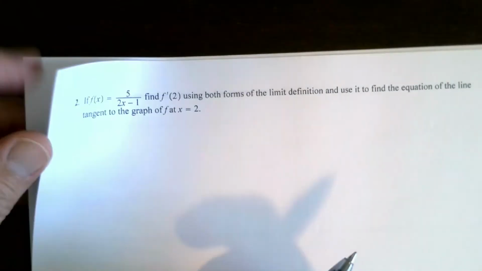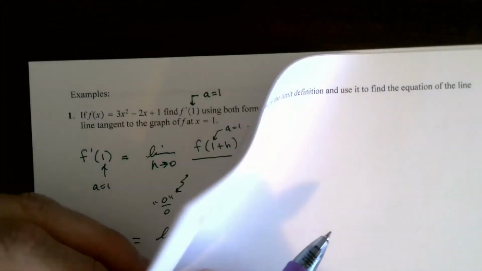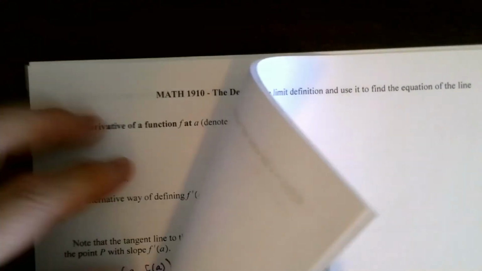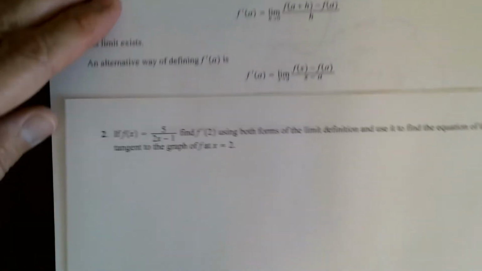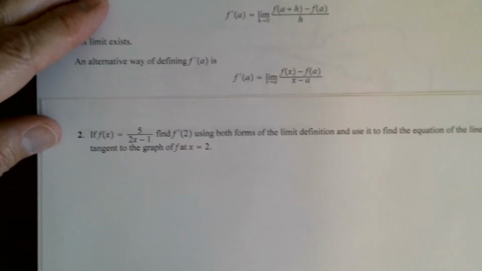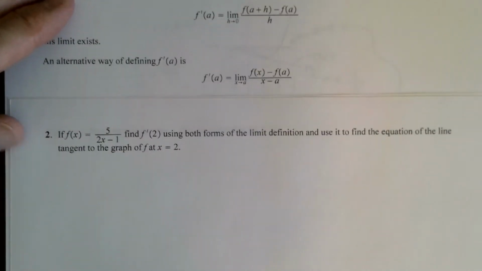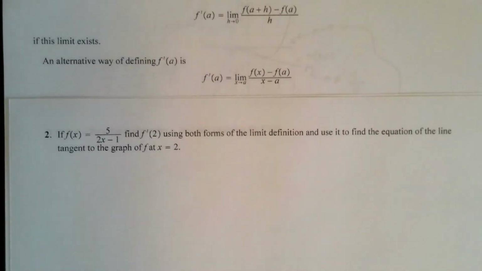Okay. Let's look at another example. One more example here. Let's do the same thing with this function. A little more challenging example here. Let's get those definitions again up at the top of the page there so we can see how to do this. So here's our function. We're going to find f prime of 2 this time.